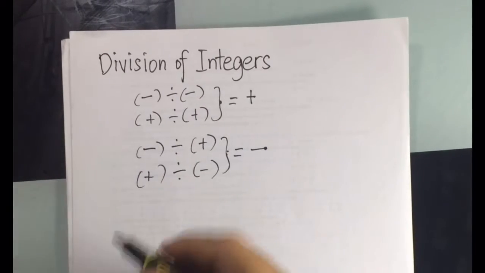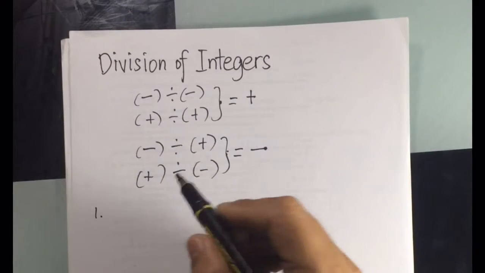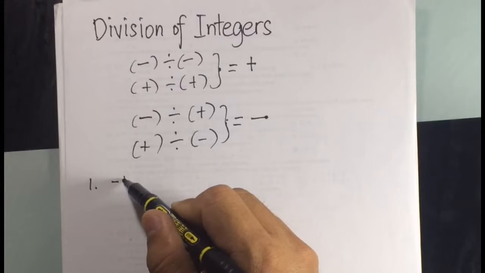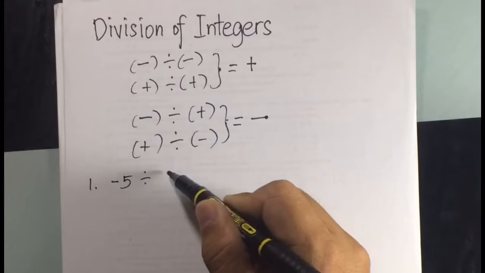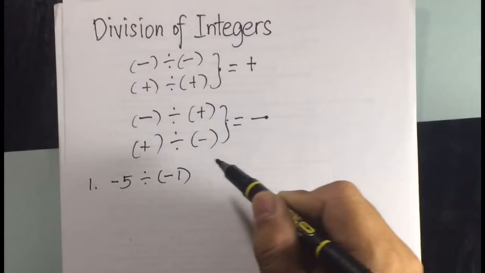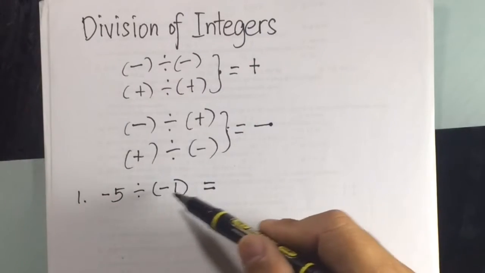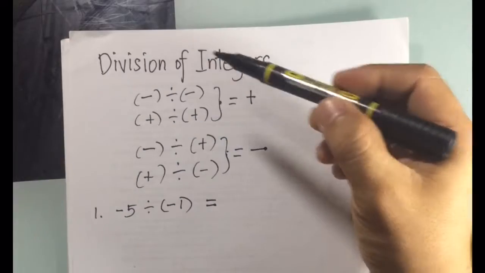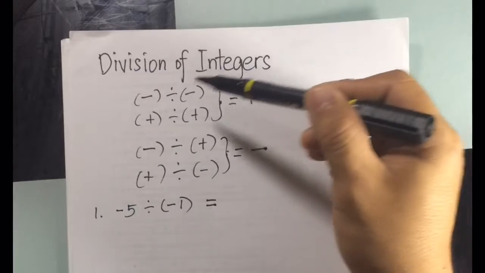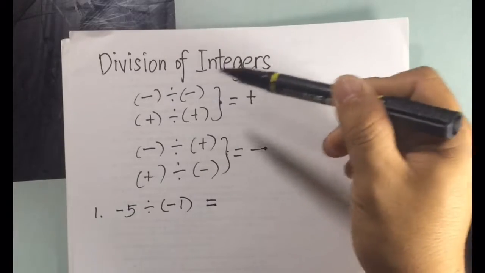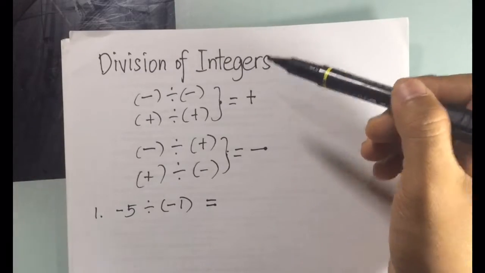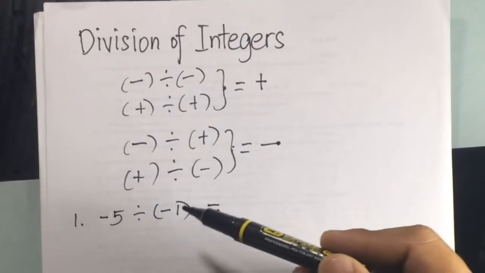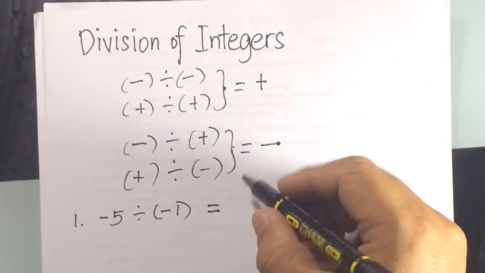Okay, let's have examples. Example number 1. Let's have negative 5 divided by negative 1. So 5 is negative and 1 is negative. So you're going to apply division of like signs. So if we divide like signs, the result is positive. So negative 5 divided by negative 1, the result here will be 5.